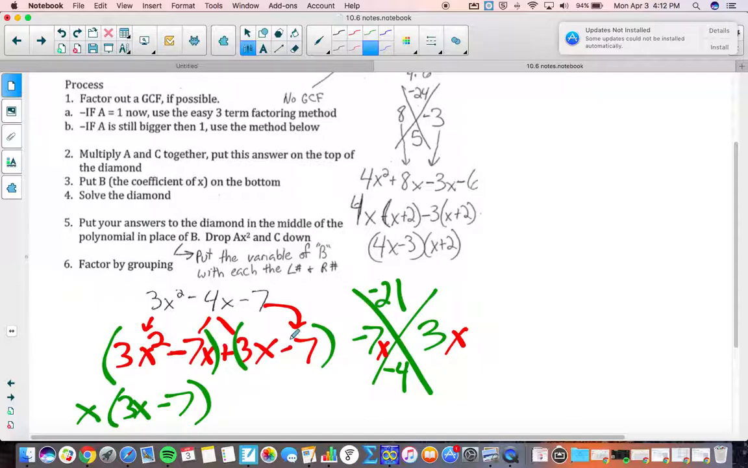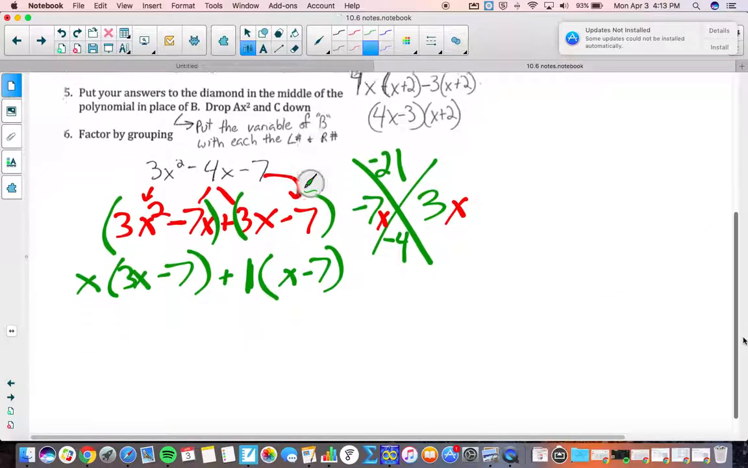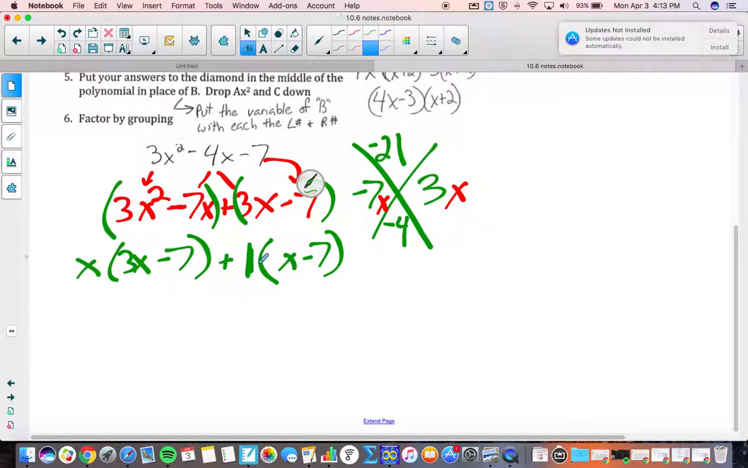Out of these last 2 terms, I don't think there's anything we can factor out. This doesn't have an x, and there's no number that is a factor of 3 and 7. So we're going to factor a 1 out, which usually we don't even write down, but in factor by grouping, if you can't factor out anything, you do want to put a 1 there, because now we put these together. It's x plus 1. That 1 is really critical.